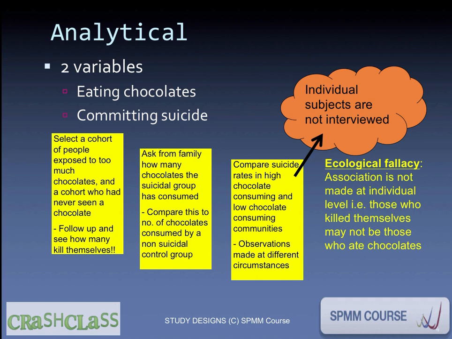For example, in this situation, if you have high chocolate consuming countries showing high suicide rates, you cannot say it is the people who ate a lot of chocolates who are the people who kill themselves, because we haven't established that kind of individual relationship. If you make that kind of conclusion, then you are making an error, and that's called ecological fallacy.